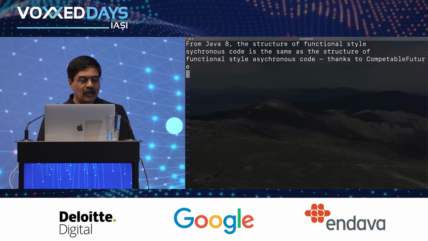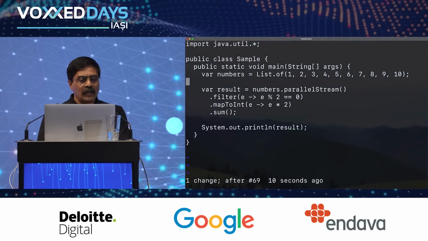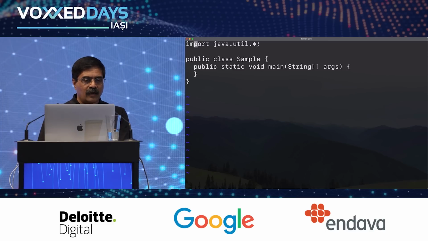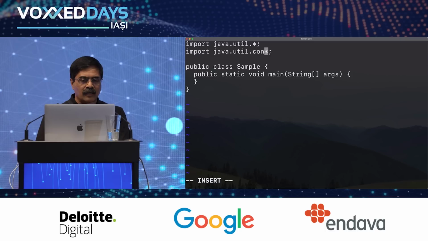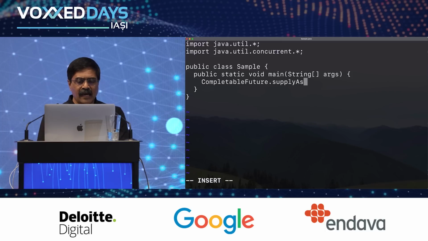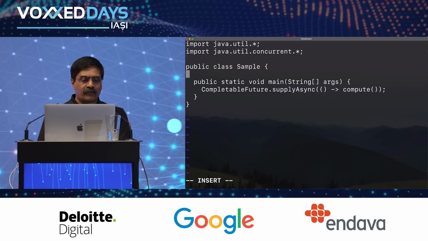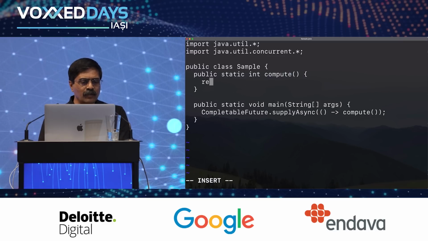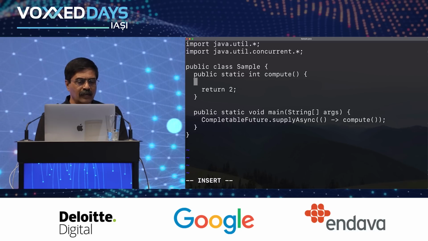So let's talk about that a little bit with a little example. Let's say for a minute, I want to create an asynchronous call. So we'll say concurrent dot star right in here. And I want to create a completable future dot supply async. Let's keep it extremely trivial. I'm going to call a function called compute right in here. So let's start with that little code right now. What does the compute function really do? The compute function is going to return a value. It doesn't take any arguments. I'm going to simply return a value of 2, let's say.